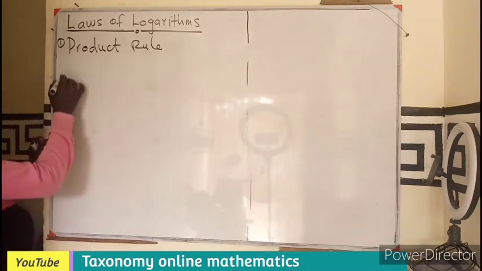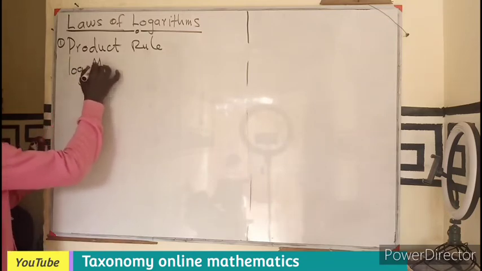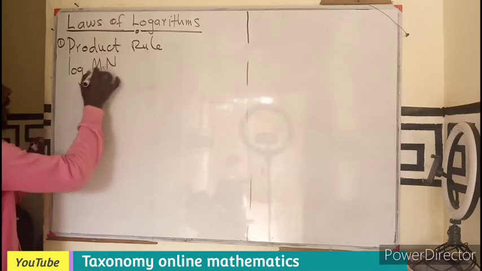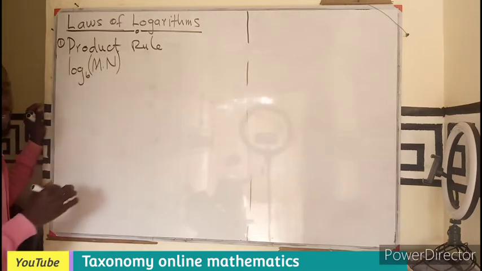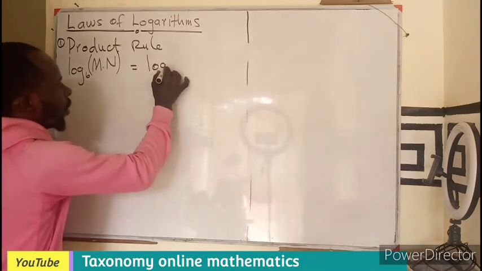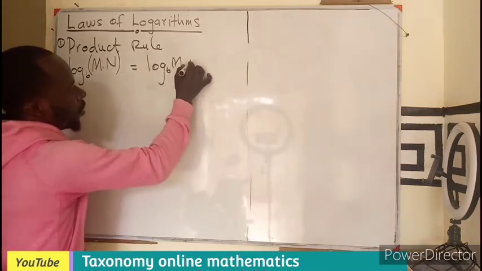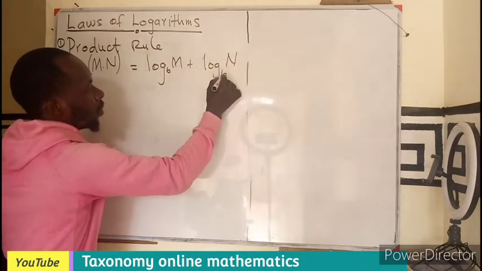For the product rule, if I have log of m times n with the base b, let's say these two are in a bracket. Since it's a product, it becomes log m to the base b plus log n to the base b.